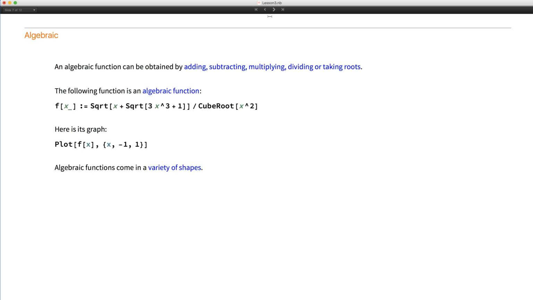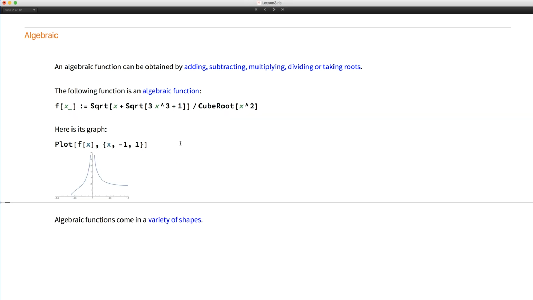Okay, so let's go a step further and talk about algebraic functions. An algebraic function is obtained by adding, subtracting, multiplying, dividing, or taking roots. And that, of course, is where all the trouble lies, because when you take roots, you can have all kinds of things going wrong. So here's a pretty complicated algebraic function. It's got square roots, cube roots, etc. in it. And if you plot it, there could be issues.